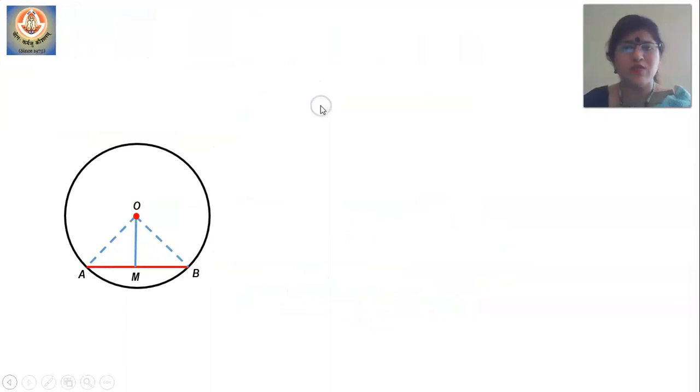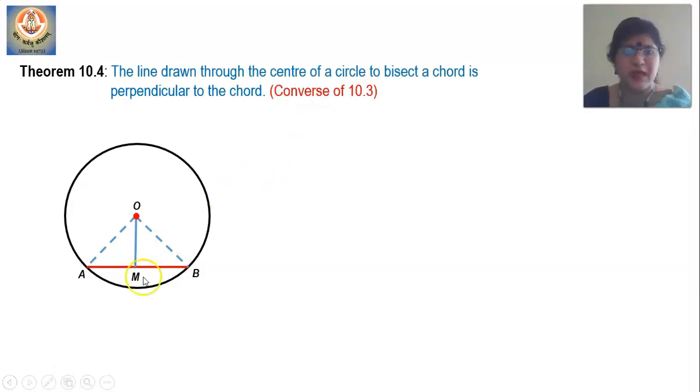Now this is the converse of the previous theorem. Here it is mentioned that in a circle, this line OM, which is intersecting line AB, is bisecting this chord. So AM is equal to BM, and you have to prove in this that OM is perpendicular to chord AB.